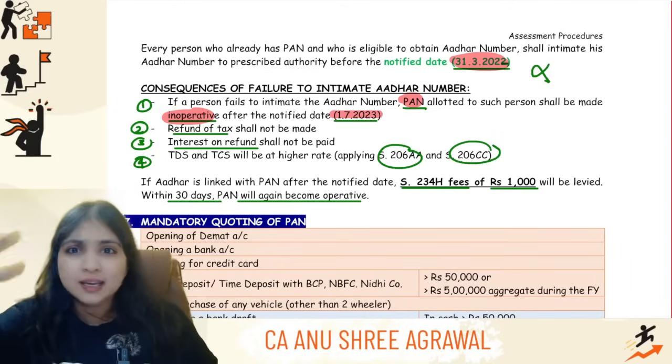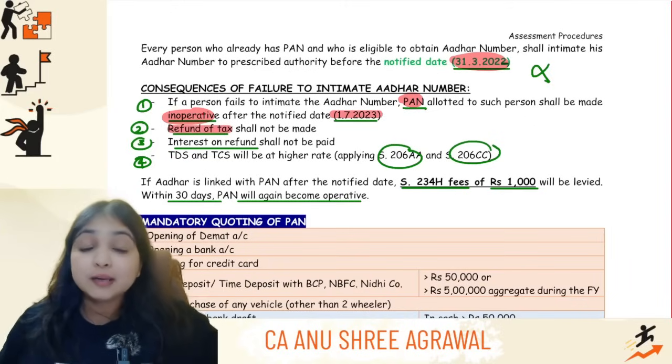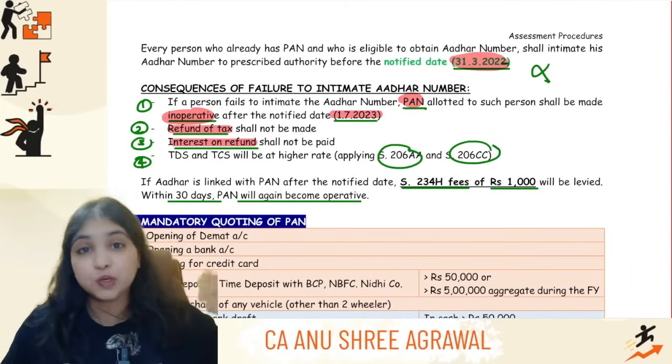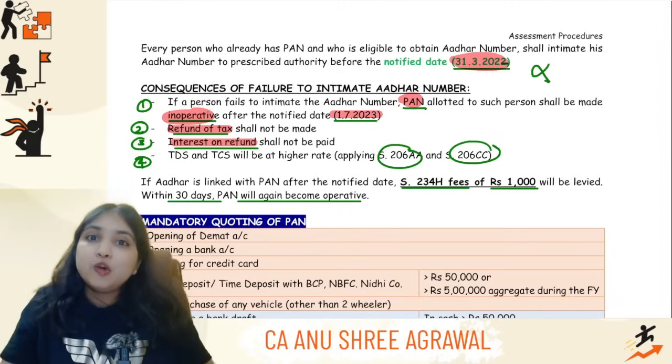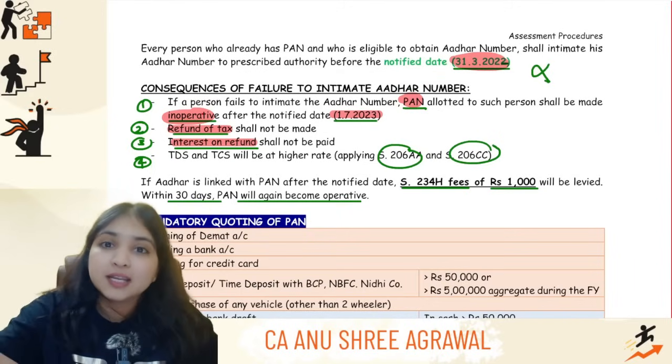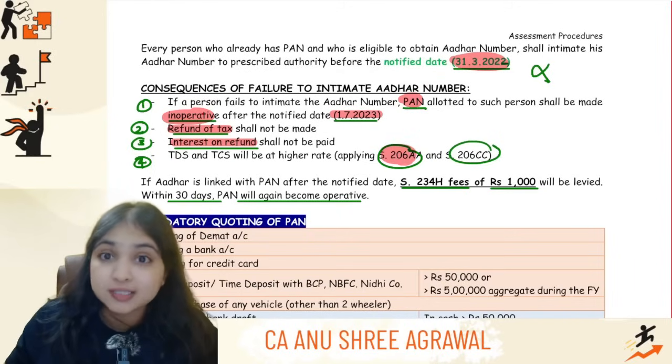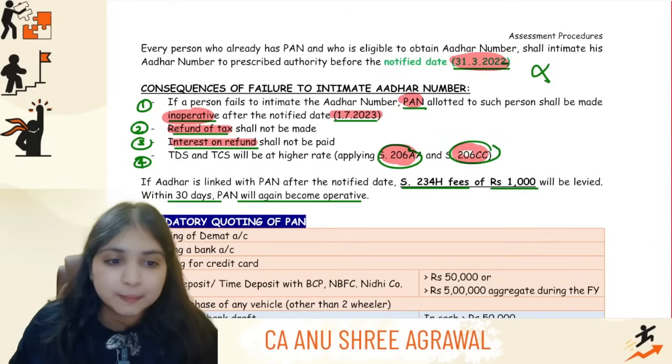Point number 2, income tax refund and all you will not get. Point number 3, interest on income tax refund you will not get. Point number 4, because your PAN has become inoperative, it is as if you have no PAN. If no PAN, suffer TDS higher rate, 206AA. TCS higher rate, 206CC.